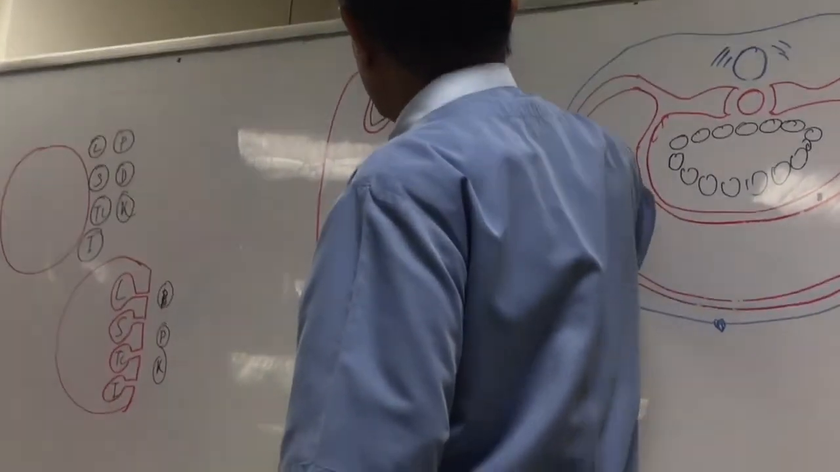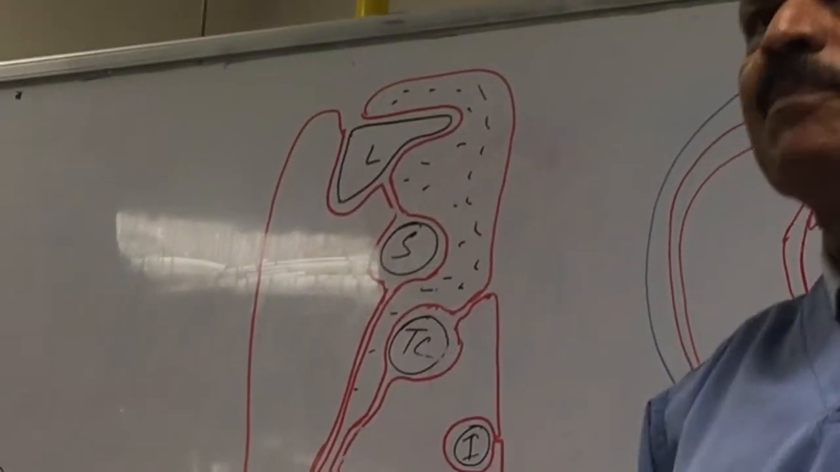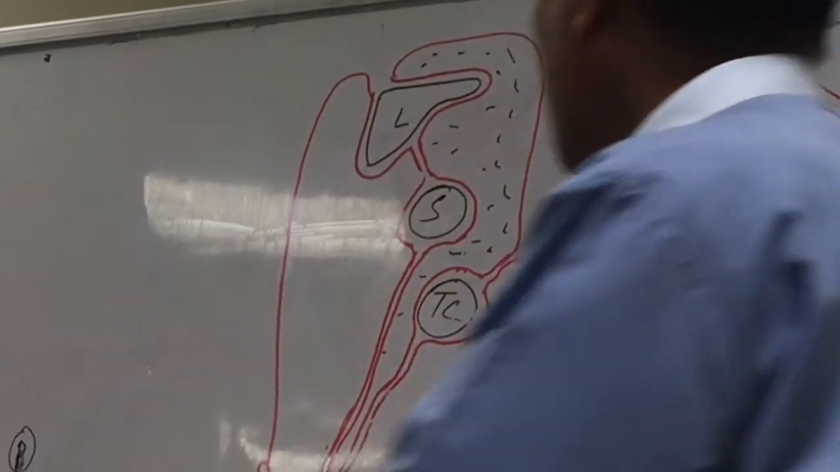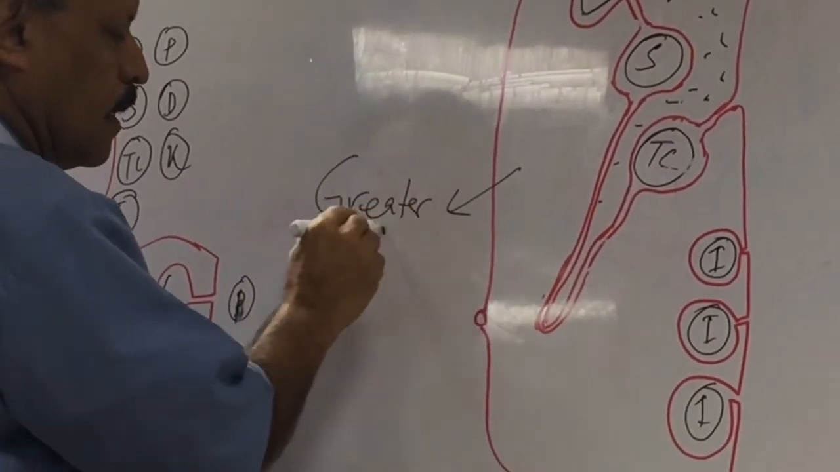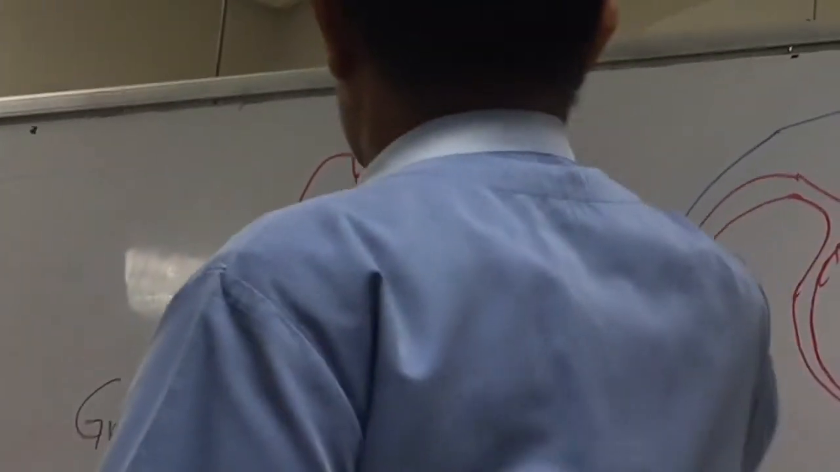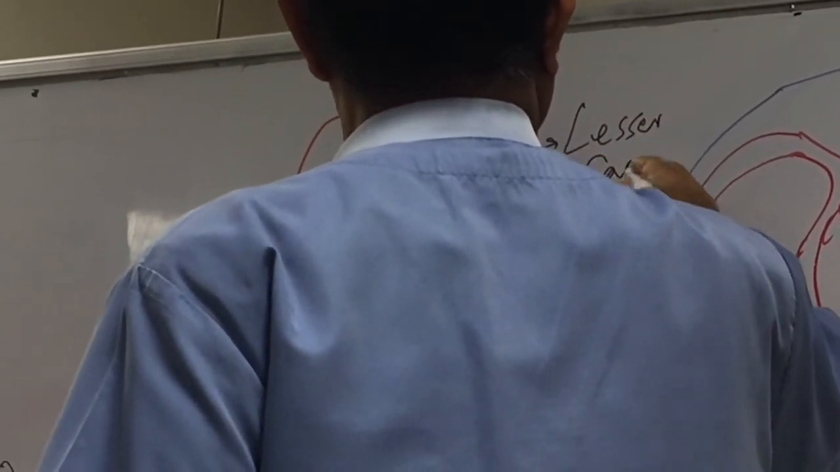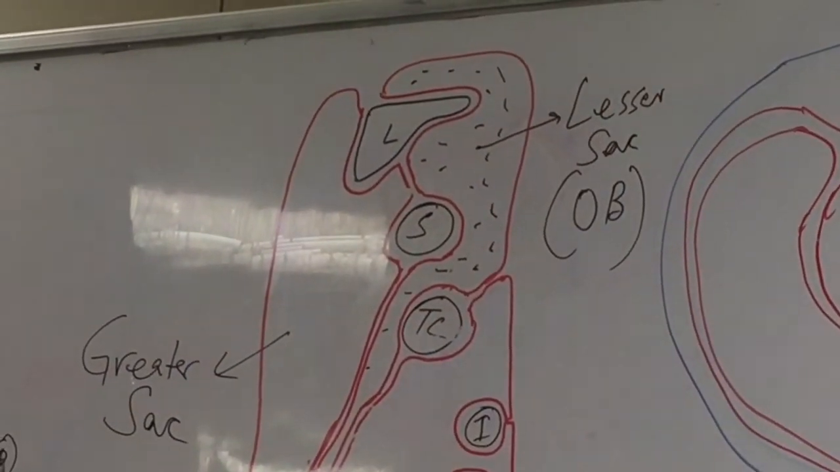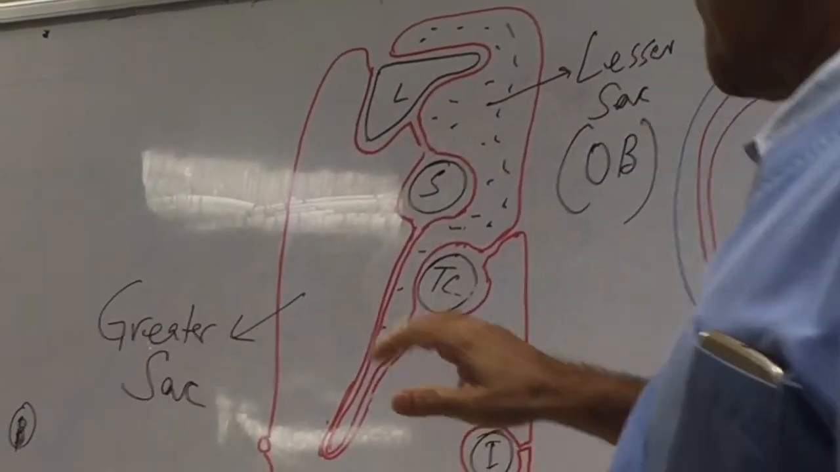By doing this, you can now see that the whole abdominal cavity is divided into two parts. One is the white part, which we call the greater sac. Sac means space. If there is a greater sac, there should be a lesser sac. So this is the lesser sac, often called the omental bursa. Omentum is the stomach. Behind the stomach, there is a space called the omental bursa. Try to understand why I'm saying this.